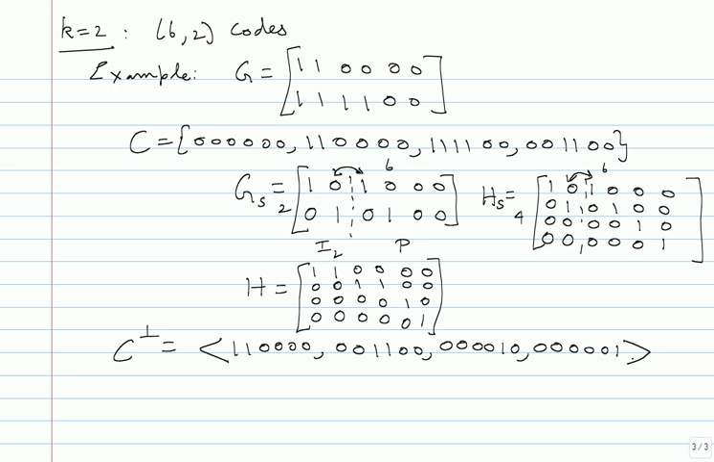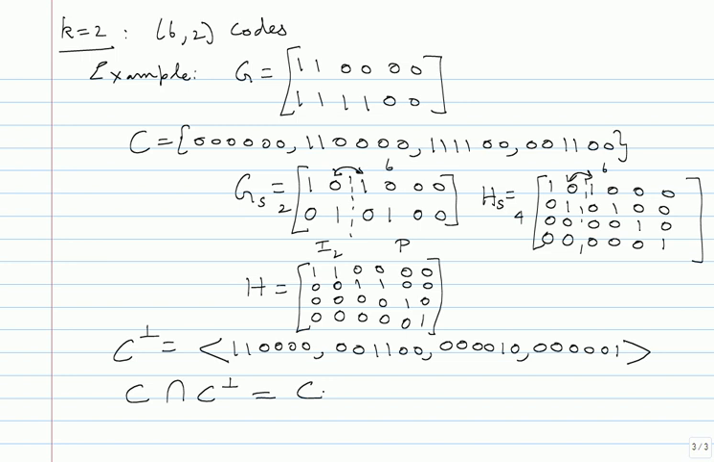Now, for instance, people might want to think about intersections between C and C perp. What's the intersection between C and C perp? Remember, these are just the basis elements. C perp actually has how many code words? 16. Go ahead, let me see. What's the intersection between C and C perp? Yeah, so you'll see C will actually be present in C perp.